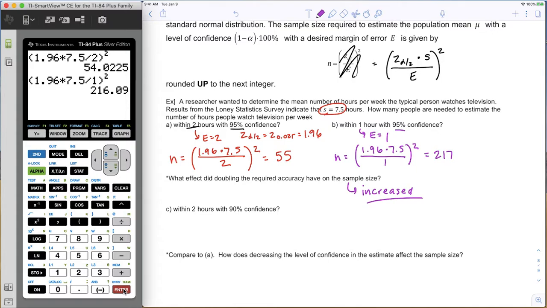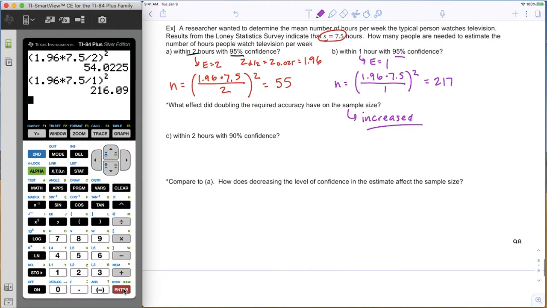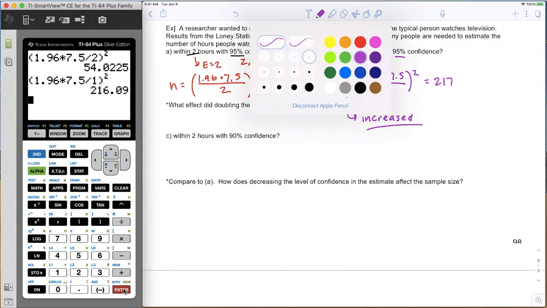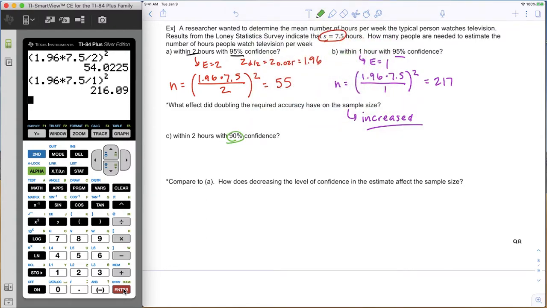Okay, let's take a look at part C. Part C is the same as part A as far as the margin of error, but the confidence level has changed, and that will change the critical value that we use in the formula. So if we're doing a 90% confidence interval, that means our critical value z sub alpha over 2 is the z sub 0.05, which you could get from your table. It's 1.645. I just remember that because I've done this a million times. And then the margin of error is the same as part A. It's 2. So let's put this into the formula.